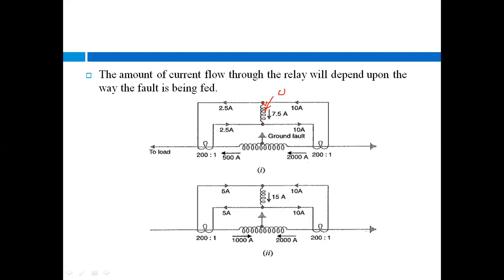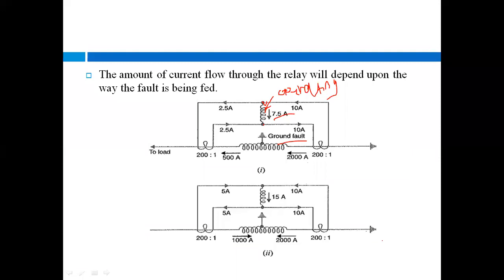This is called the operating coil. Here you can observe that 7.5 ampere current is flowing through this operating coil or restraining coil. It means that some fault has occurred here. So here you can see the ground fault is there. Some fault has occurred, meaning some current is flowing through this operating coil.